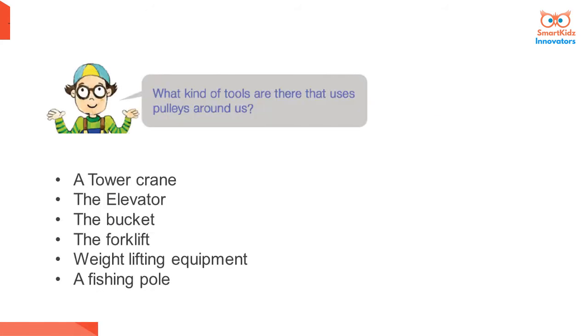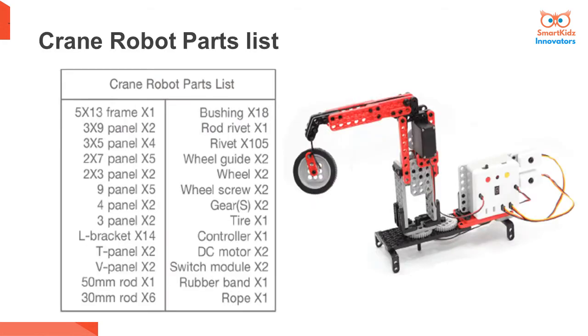Let's see some examples which use the mechanism of the pulley. A tower crane is used to build very large, heavy and high buildings. The elevator, the bucket, the forklift, the weight-lifting equipment and a fishing pole are some more examples. After understanding the concepts of the crane robot, let's start to build the model from this part list.